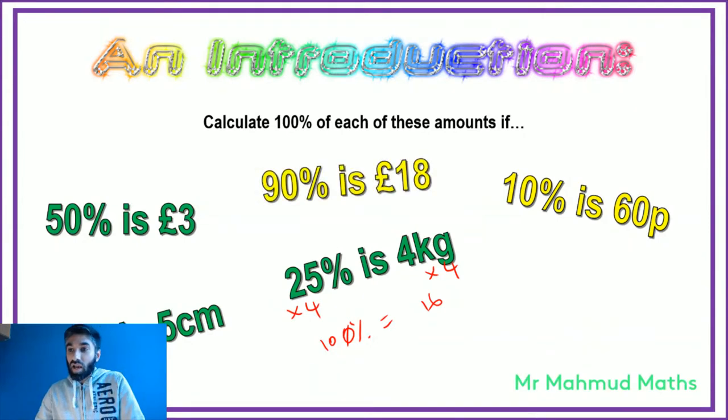Next question. 90% is £18. What is 100%? Now, it is getting a bit difficult, isn't it? So we need to find an easier way to find these. So let's have a look what people get for this one. If 90% is £18, what is 100%?